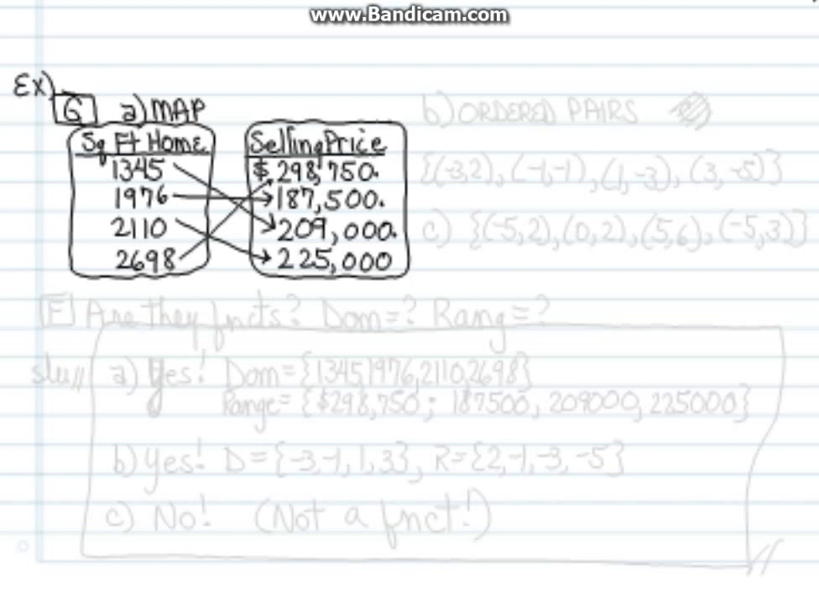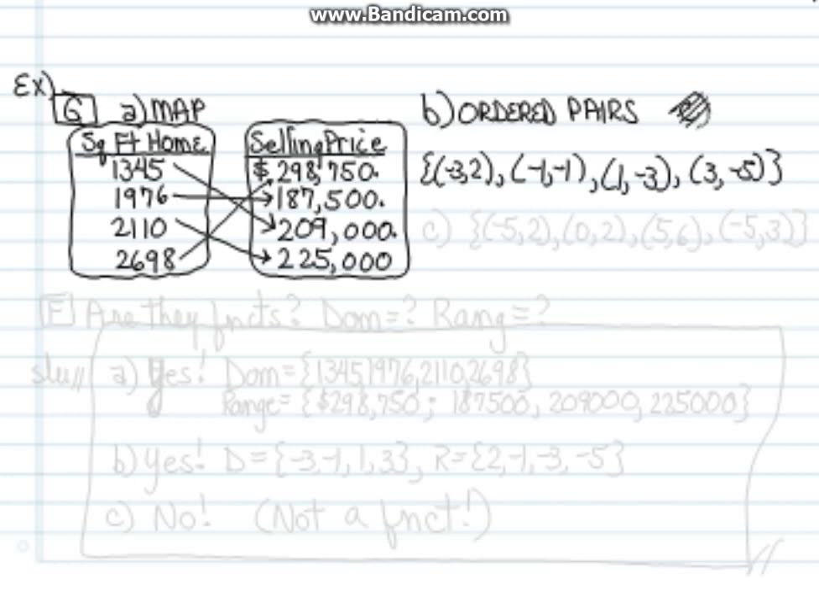In part B, we're going to be given another relation, and this time it's going to be represented as ordered pairs. The first one is the ordered pair -3, 2, then -1, 1, 1, -3, and finally the ordered pair 3, -5. Okay, we're going to list C down below. C is another set of ordered pairs that they're giving us. For C, we have the ordered pairs -5, 2, 0, 2, 5, 6, and -5, 3. Those are our x, y ordered pairs.